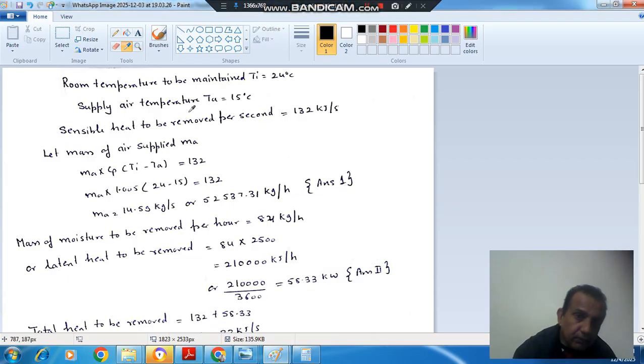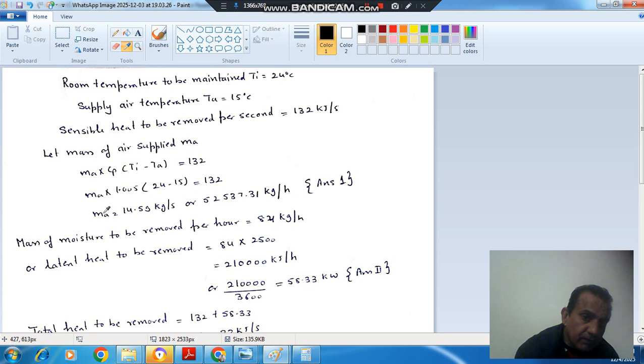So here the temperature of the room to be maintained is 24 degrees Celsius, and supply air temperature is 15 degrees Celsius, and sensible heat to be removed is 132 kilojoules per second. Suppose Ma is the mass of the air supplied, then the heat picked by air supplied is Ma Cp (Ti minus Ta). Ti is the inside room temperature, and Ta is the initial air temperature. So this is equal to 132, because the sensible heat to be removed is 132.